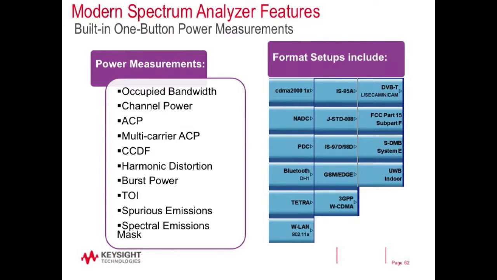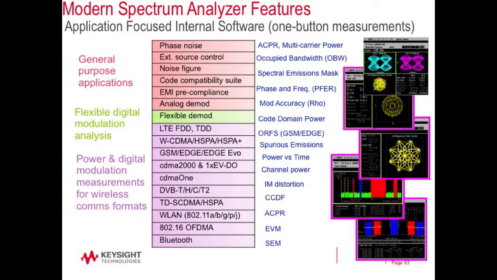And then these are the extra personalities that I talked about. Noise figure was mentioned earlier. We have phase noise, analog demod for AM, FM, phase modulated signals. We have flexible digital modulation. That's for the basic digital demod types like QPSK and 16 QAM. And then because wireless communications is so prevalent and it's so algorithm intensive, each of those guys has their own personality. So if you're doing something like Bluetooth, you're doing something like LTE, that too has a dedicated personality.